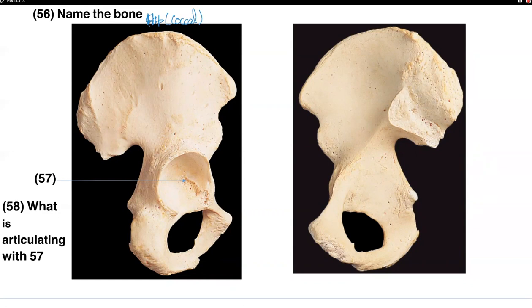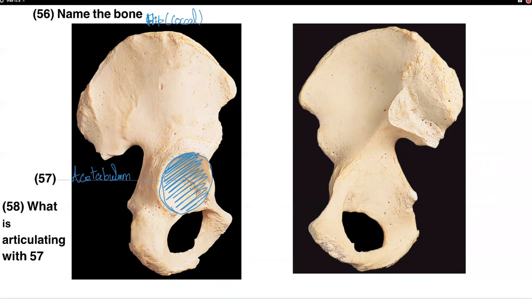All right, so again, what do we call the whole bone on here? It's my hip bone or coxal bone. If you remember, the deep sockets that I have in here, where I've got the articulation with the head of the femur to form the hip joint, this is my acetabulum.